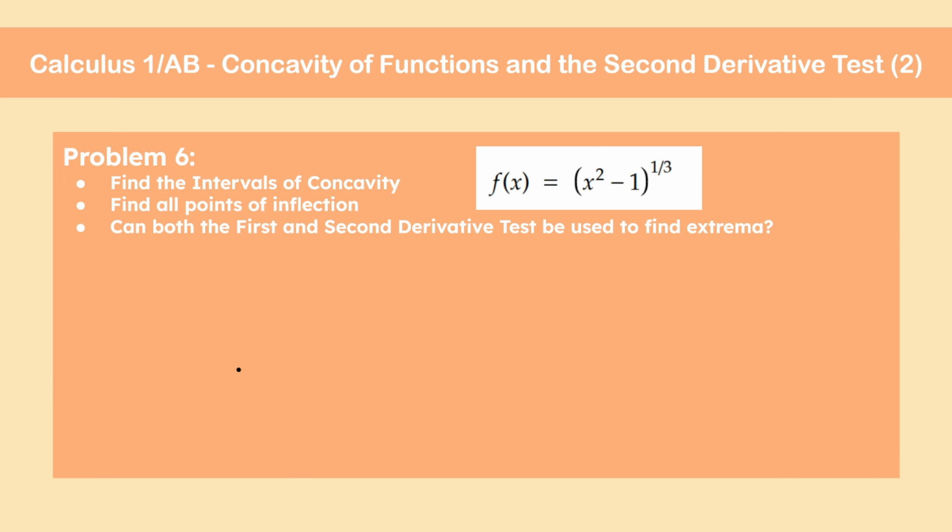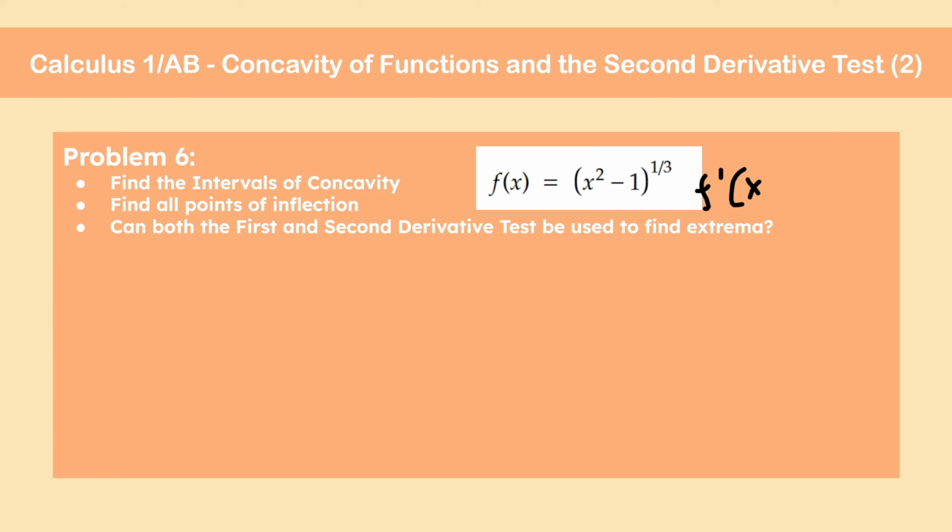So yes, the first derivative test can be used to find extrema. The relative extrema occurs at 0, so we just plug in 0 into f: negative 1 to the power of 1/3, which would just be negative 1, because it's essentially the cube root of negative 1, and that's still negative 1. So yes, we can find the extrema using the first derivative test, and it will be at 0, negative 1. Okay, so now we're going to find the intervals of concavity.